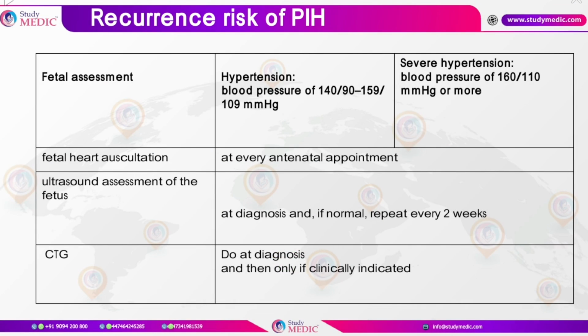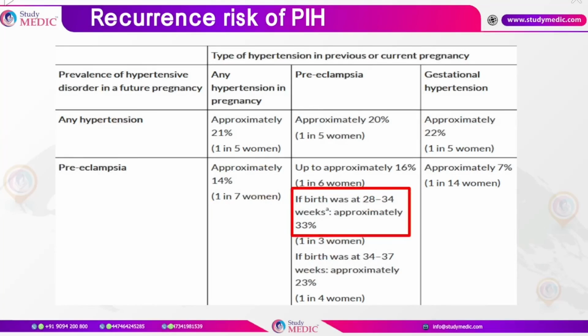Talking about the further course of discussion, the incidences. Here I was about to mention that if the birth is done at 28 to 34 weeks, approximately 33% of patients will have preeclampsia in the next pregnancy. The previous version of the guideline talked about 25%, but this version talks about 33%. You might see this question in many older versions of the textbook where the answer says 25.